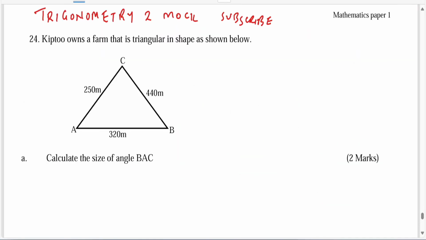Okay, let's continue with the question. Question 24. Ambayo ni trigonometry.